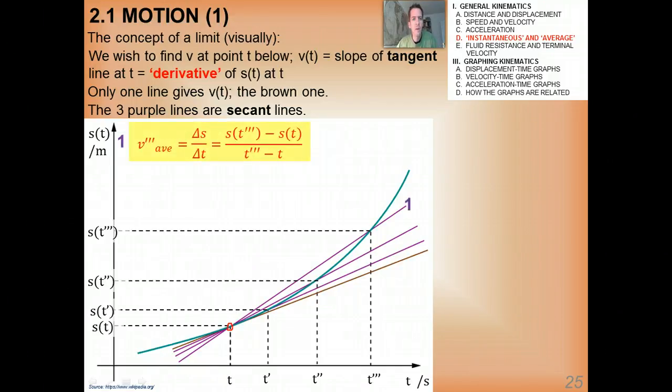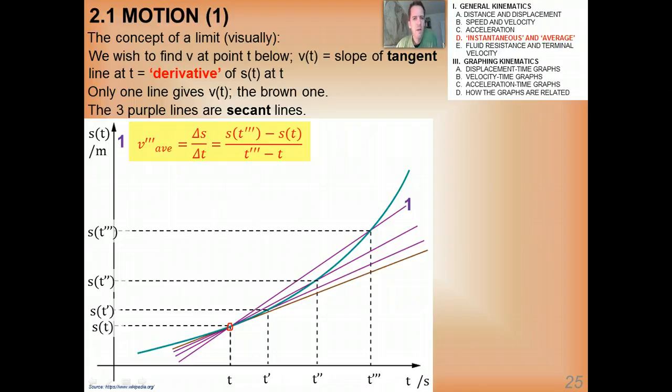So the way that I would compute this is I'm going to talk about 3 different points, at 1, 2, and 3, 3 different lines. I'm going to start with 1, and you'll see that as we get closer and closer to the brown tangent line, the secant lines get closer and closer to actually being that tangent line. And what it amounts to is this interval between t and t prime, t double prime, and t triple prime getting smaller and smaller, approaching 0. I'll show you what I mean.